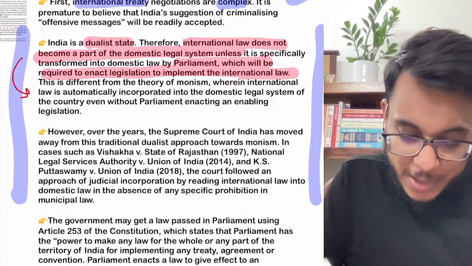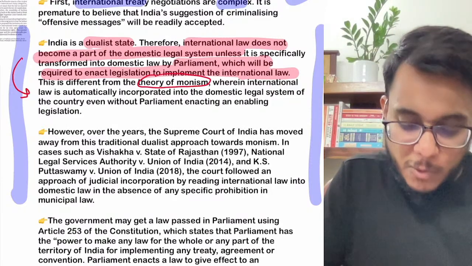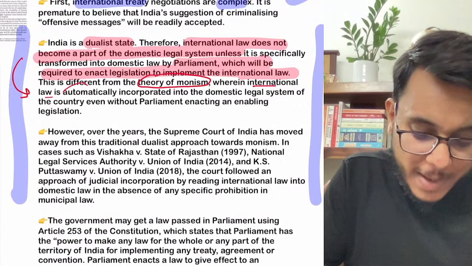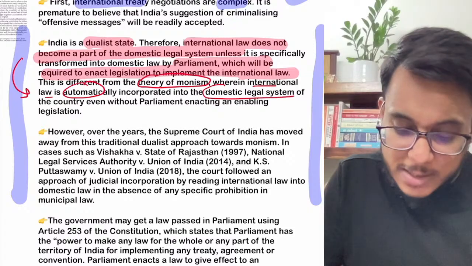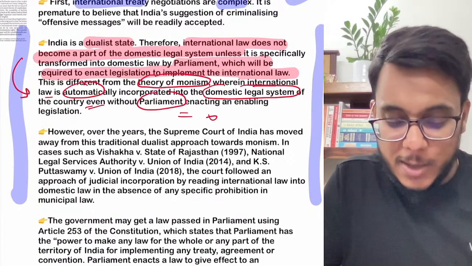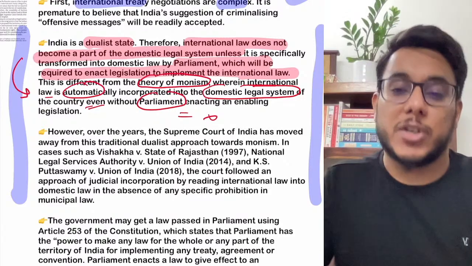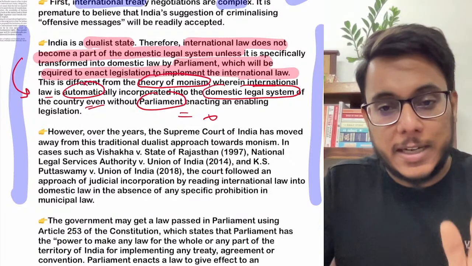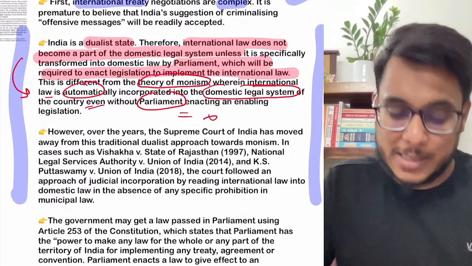Then, opposite to that, there is the theory of monism. What is the theory of monism? These are the states where international law is automatically incorporated into the domestic legal system of the country. There is no formal need for Parliament to enact an enabling legislation. So in India, we follow dualism, not monism. So it will not automatically become part of the Indian legal system.